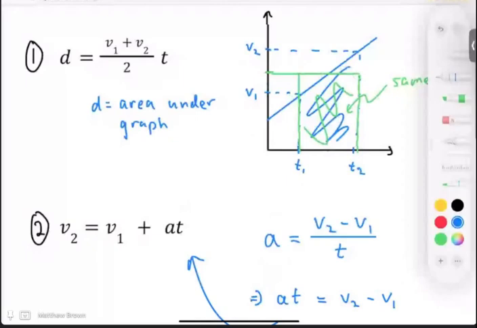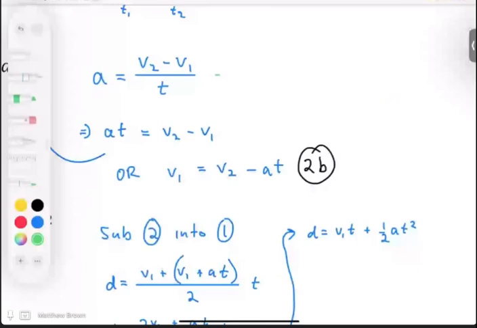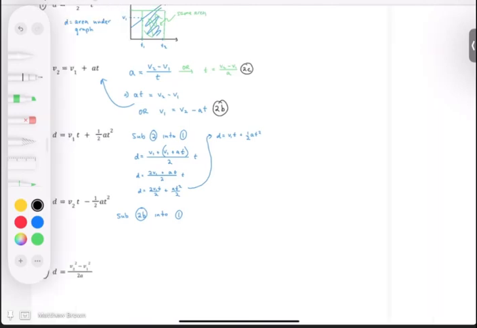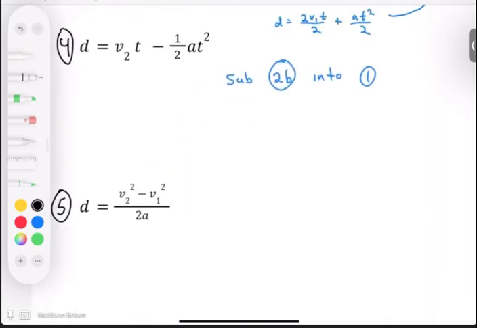Right, you can see here, I could basically swap the A and the T here, right? Just multiply both sides of this equation by T, divide both sides of this equation by acceleration. So the acceleration cancels and it leaves you with T equals V2 minus V1 over A, if you wanted to rearrange that equation for time. And I guess I will call that 2C. And then you substitute that.